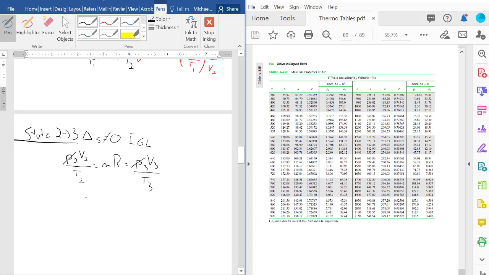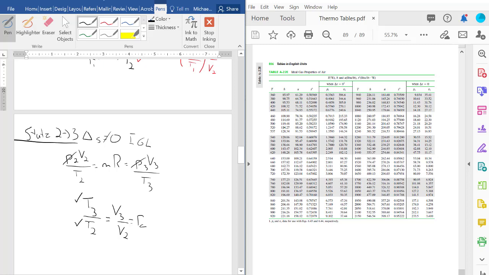The other thing that I know is that T3 is given, right? That's the maximum temperature in the problem. So T3 over T2 is going to be equal to V3 over V2, and this I don't have yet. This is my cutoff ratio. But at this point, I already found T2 from the last problem, and T3 was given because it's the maximum temperature in the problem.